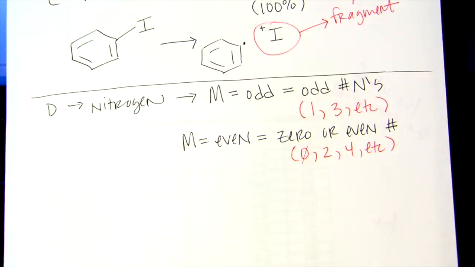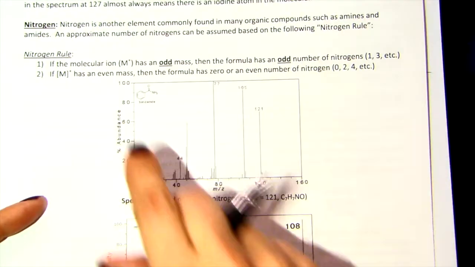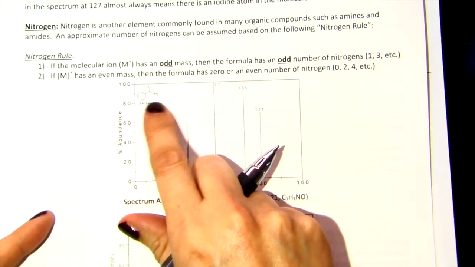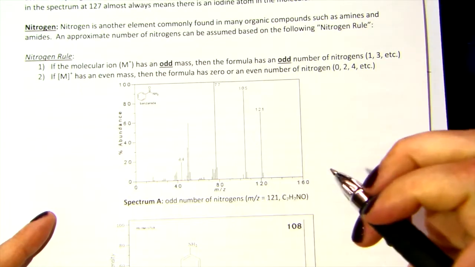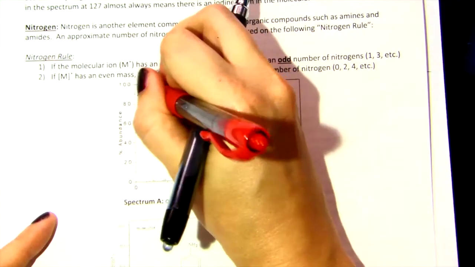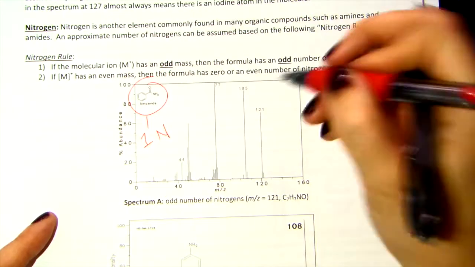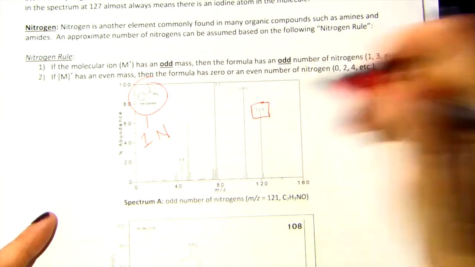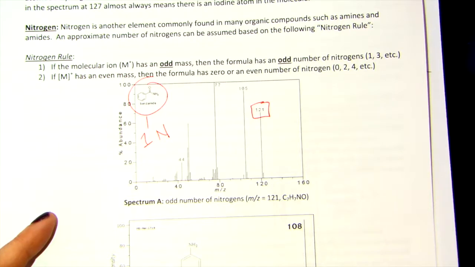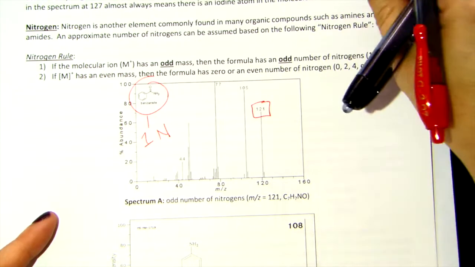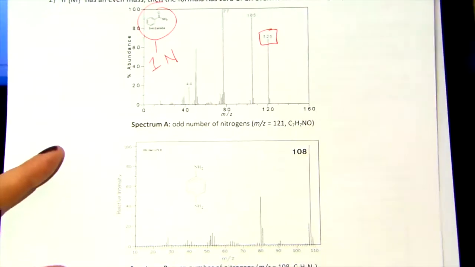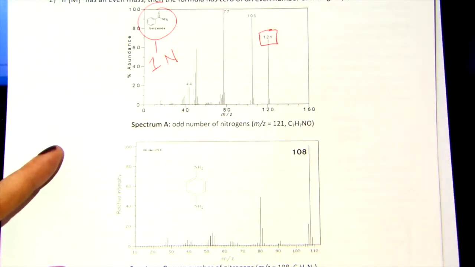There's an example in your worksheet on page 4. This is really tiny, but this is a molecule that has 1 nitrogen in it, and its mass is 121. It's an odd number, and that's just the way it works out. For organic molecules, when they have 1 nitrogen in them, they end up calculating out to an odd mass.